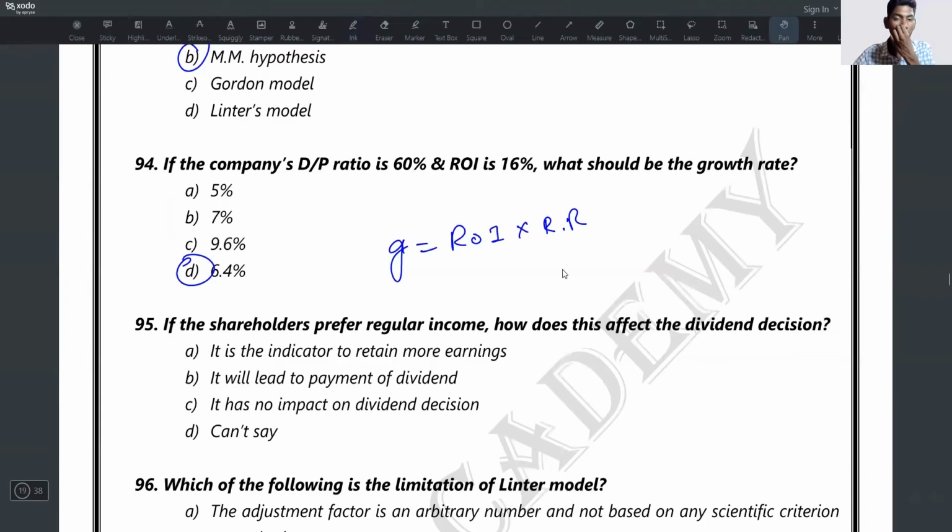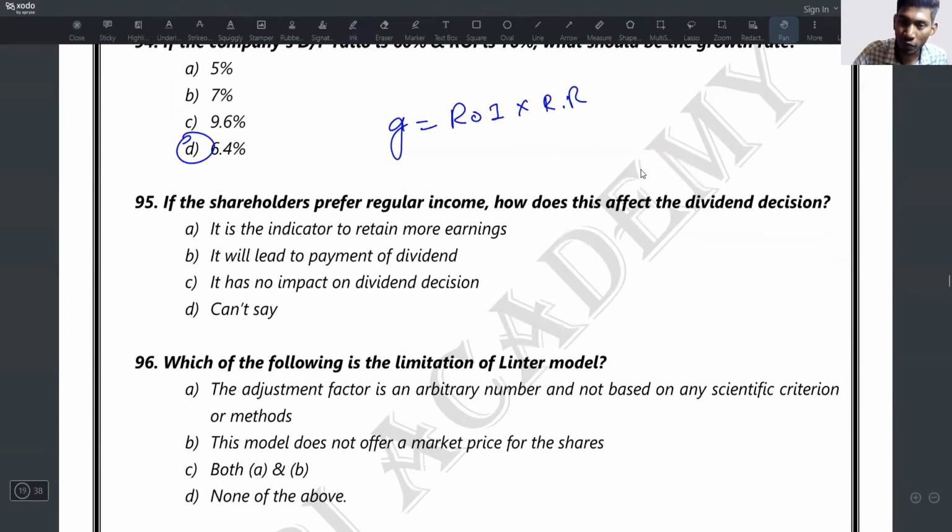So moving to question number 95, if the shareholders prefer regular income, how does this affect the dividend decision? It definitely affects the dividend decision because if shareholders prefer regular income, it typically leads to the payment of dividends, right? Shareholders who prefer regular income will want the company to distribute a portion of its earnings to them as dividends, rather than retaining the earnings for reinvestment in the business. Therefore the correct answer is that it will lead to payment of dividend.